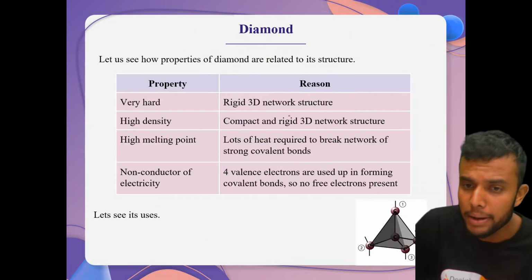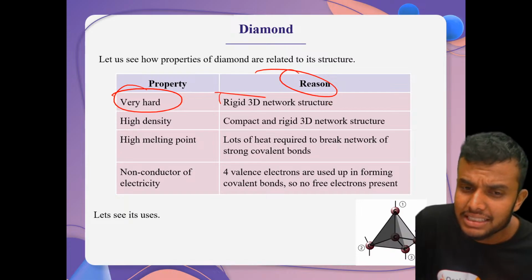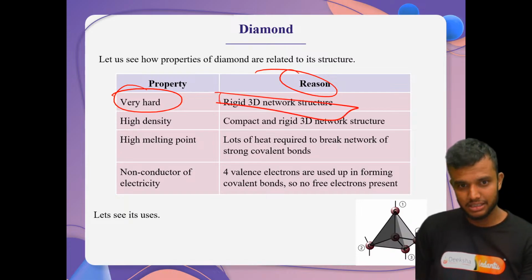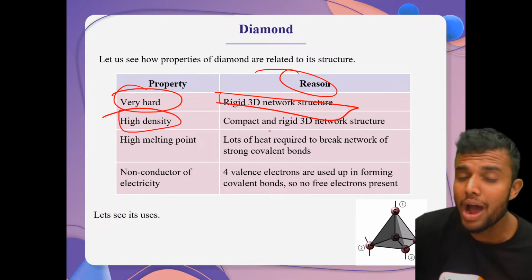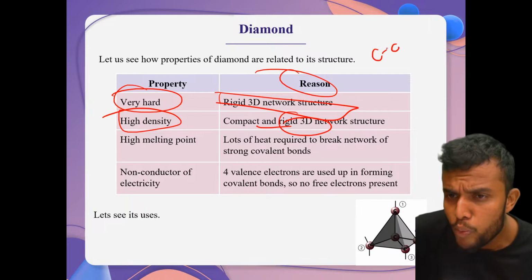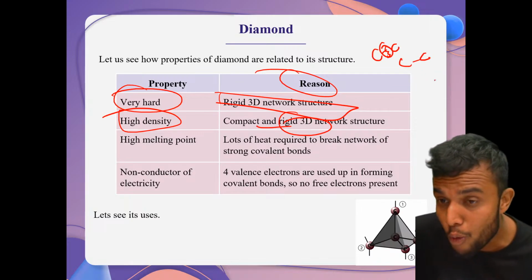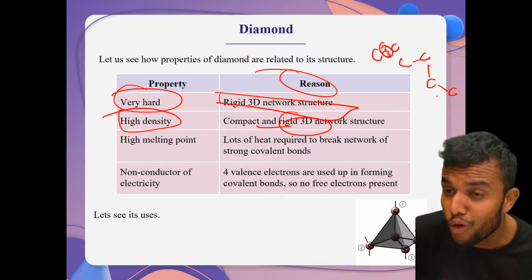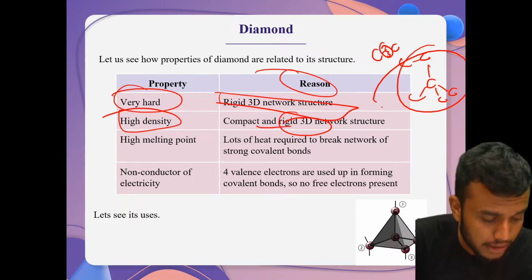Why? Because of the property and the reason behind that property. First one, very hard. Why? Because it has a rigid 3D network structure. That's why it is very hard in nature. It has a high density. Why? Due to the compact rigid structure. We know we need high energy to break a single C-C bond. If one carbon forms bonds with 4 different carbon atoms, then how can we break that carbon? It's too difficult. Right, students?